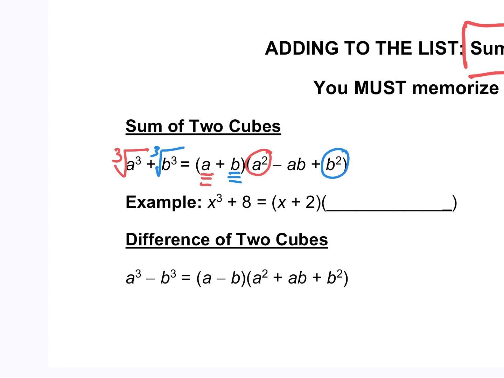And then to get the middle term, that's usually the trickiest one. What color should I use? I think I'm going to do orange. We just take our a and our b and we multiply them together.